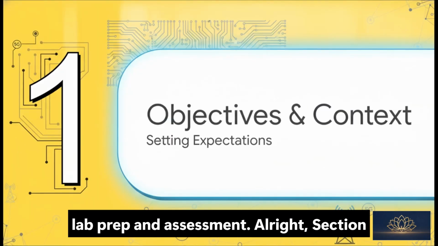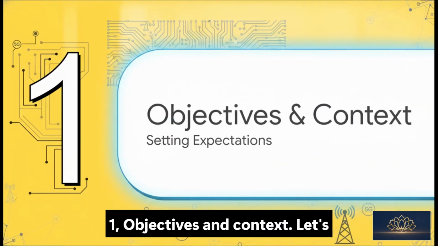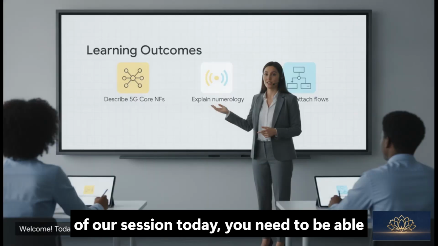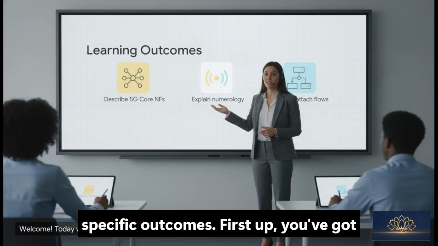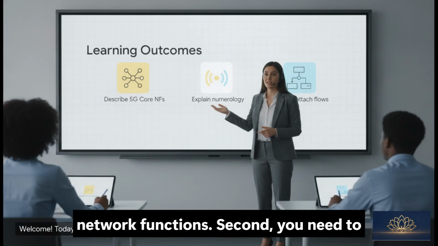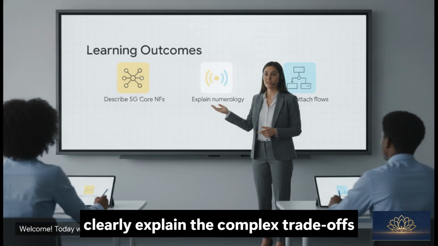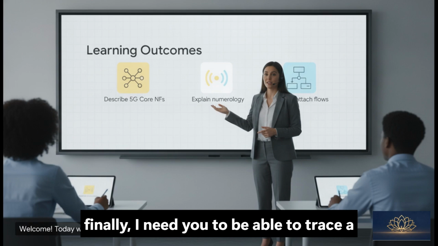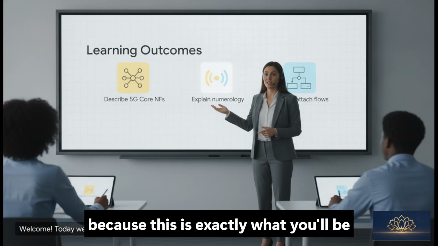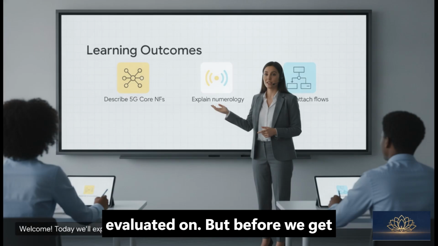All right, Section 1, Objectives and Context. Let's set some expectations. By the end of our session today, you need to be able to confidently demonstrate 3 very specific outcomes. First up, you've got to be able to describe the core 5G network functions. Second, you need to clearly explain the complex trade-offs involved in flexible numerology. And finally, I need you to be able to trace a complete attached call flow, all the way from the user equipment right up to the core. Make sure you've got these down, because this is exactly what you'll be evaluated on.